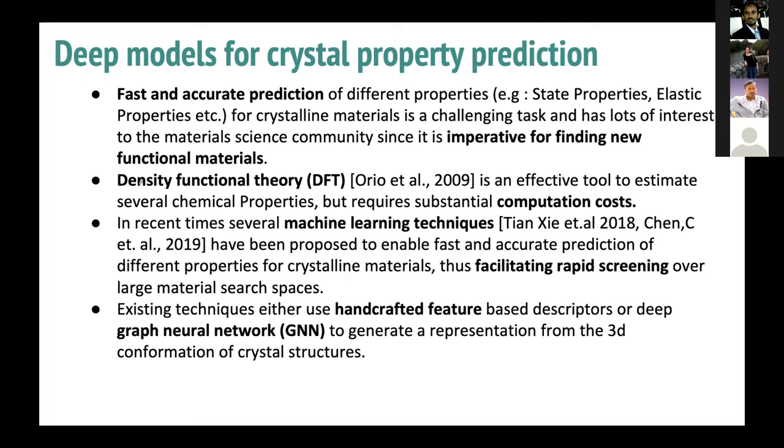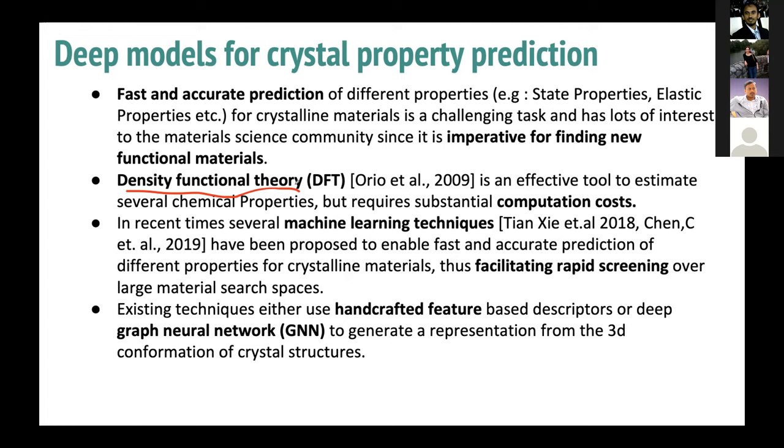Presently there is a technique many of you may know as density functional theory, or DFT, which is an effective tool to estimate several chemical properties, and most things are done based on DFT, but it requires substantial computational cost. And we will show that DFT also has some sort of biases. In recent times, several machine learning techniques have been proposed to enable fast and accurate prediction of different properties of crystalline materials. So the community is also searching for a replacement for DFT.